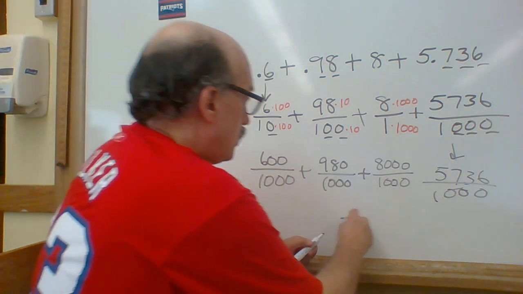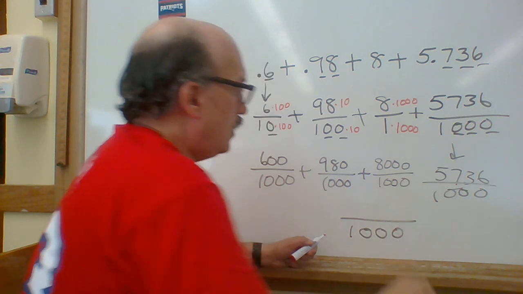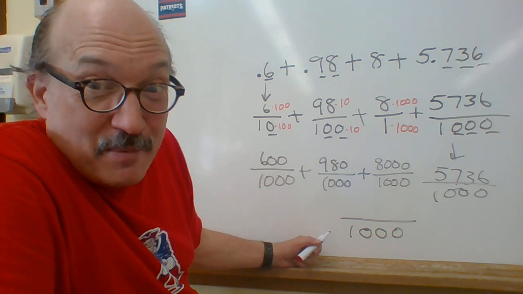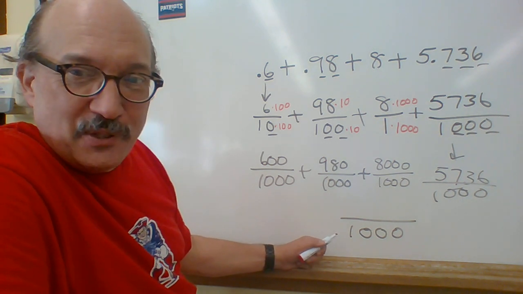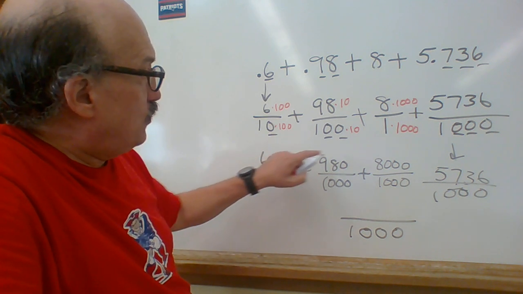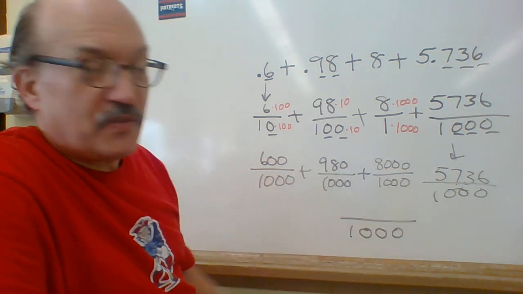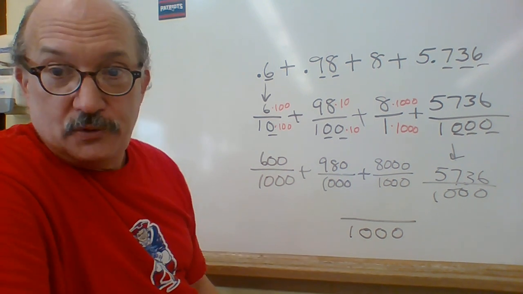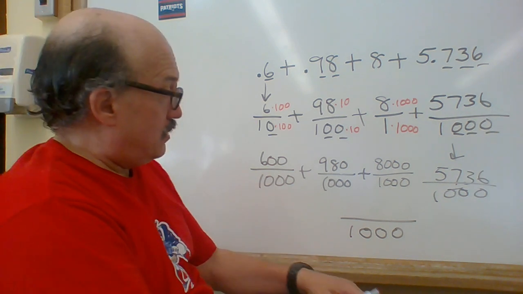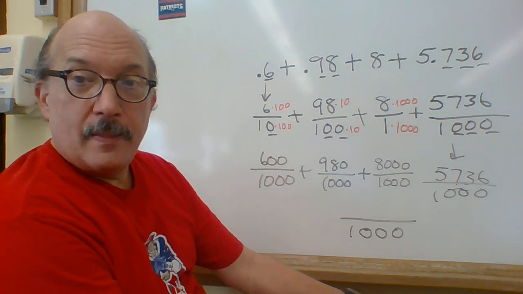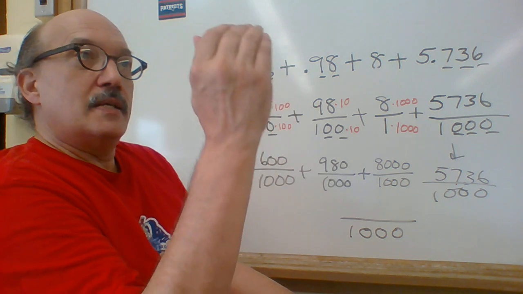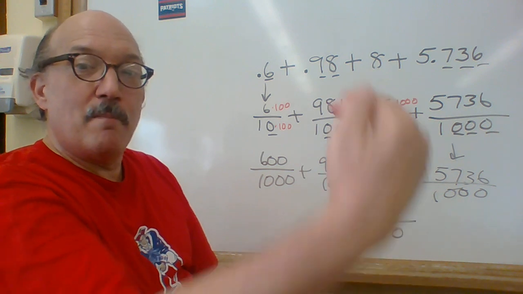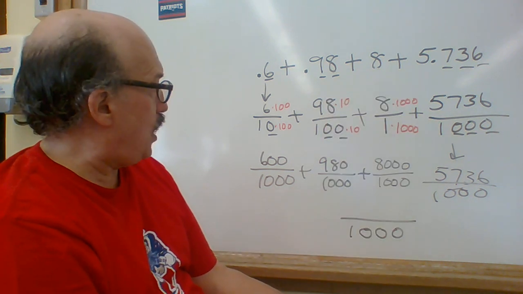So now, how do we add those four fractions? Well, we never add the denominators, right? The denominator is going to be 1,000, and the numerator is going to be the sum of 600 plus 980 plus 8,000 plus 5,736. We add those four whole numbers to get the numerator of our fraction answer. This is what I meant earlier about decimal calculations: in the course of doing them, we come back to the whole number operations that we know.